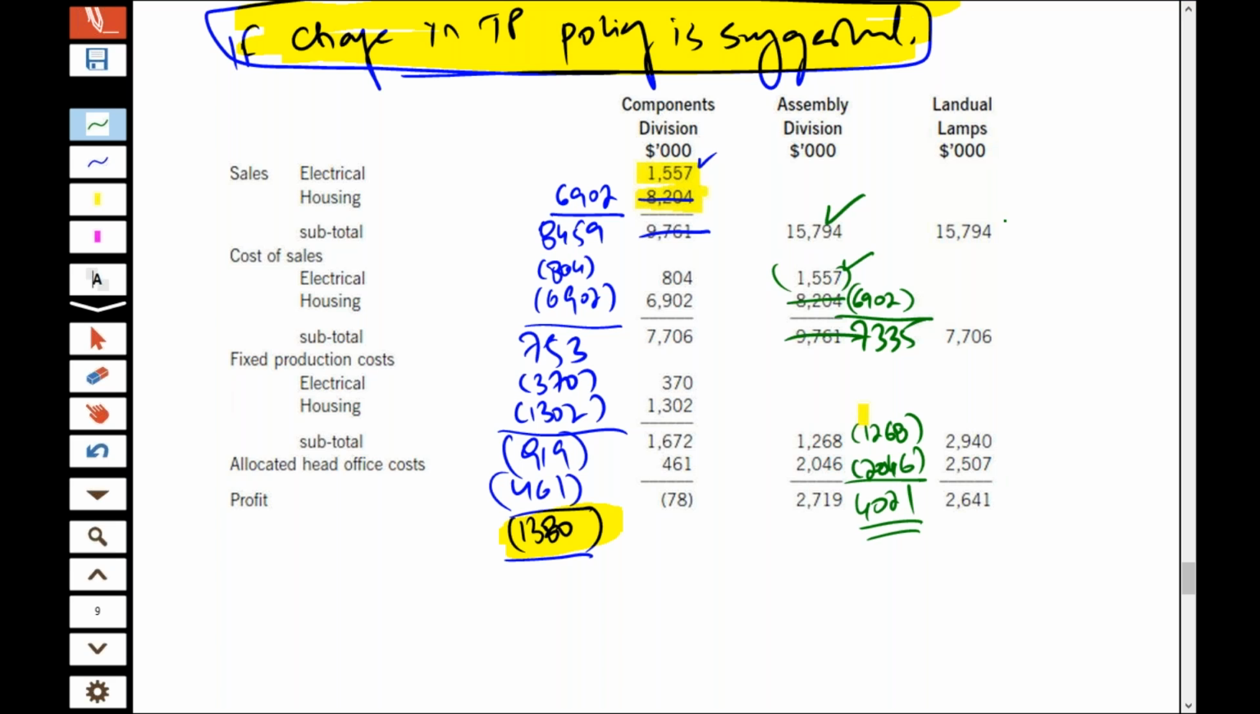The overall profit of Landwell Lamps isn't going to change. Why? Because we are being provided that the suggested policy is that the components division should now change to a policy that it only charges the variable cost.